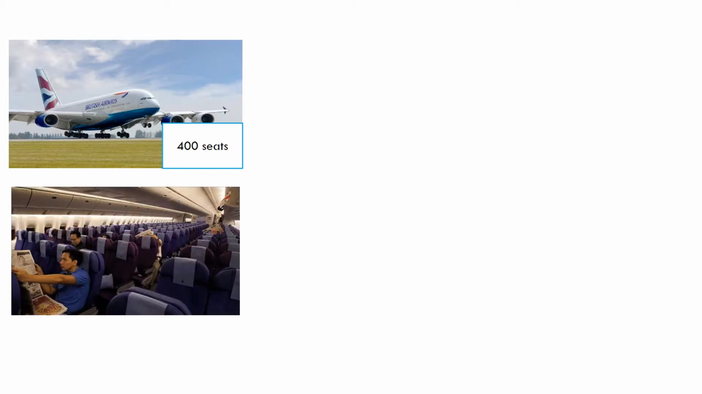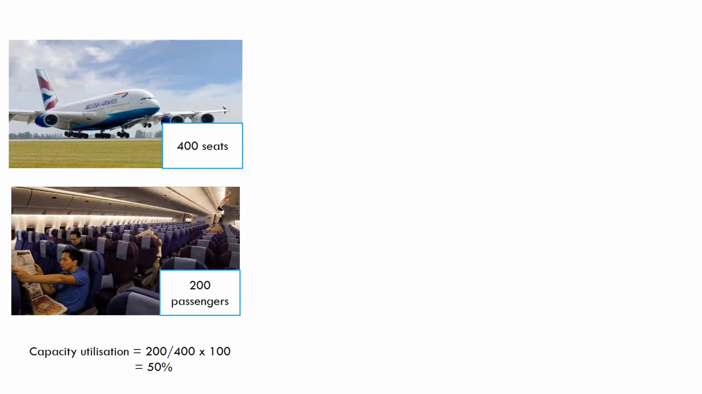A jumbo jet or an A380. What is the capacity? Well, maybe 400 seats. What is the actual output? The number of passengers on board, let's say 200. So in this situation, what would be the capacity utilisation? Well, 50% of the plane's capacity is being utilised.